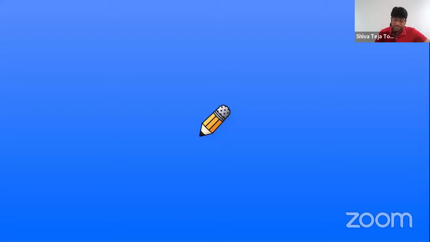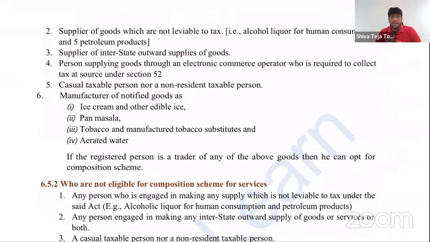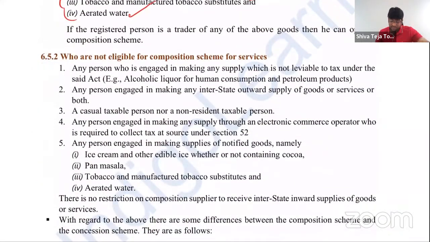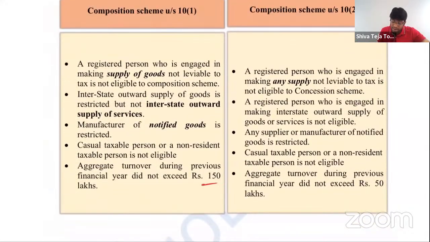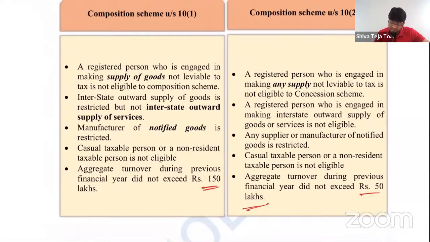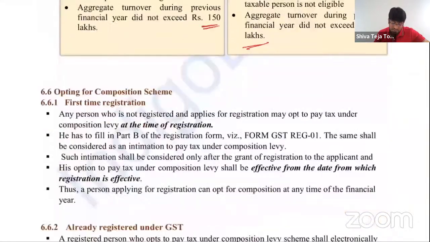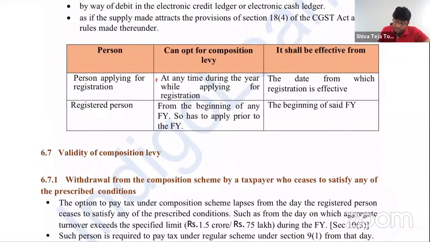Going back. Who are not eligible? If somebody is supplying alcohol, liquor, or petroleum products, they can't do that. Interstate outward, they can't do that. If somebody is supplying through an e-commerce operator, they can't do. This I already told. Ice cream, edible ice, pan masala, tobacco, aerated waters. That's just a comparison, 150 lakh story, 50 lakh story. This I already told. At any time during the year, you can apply for registration.